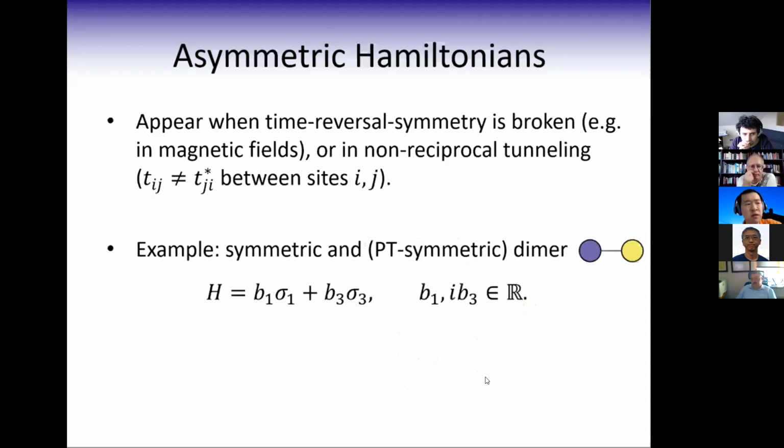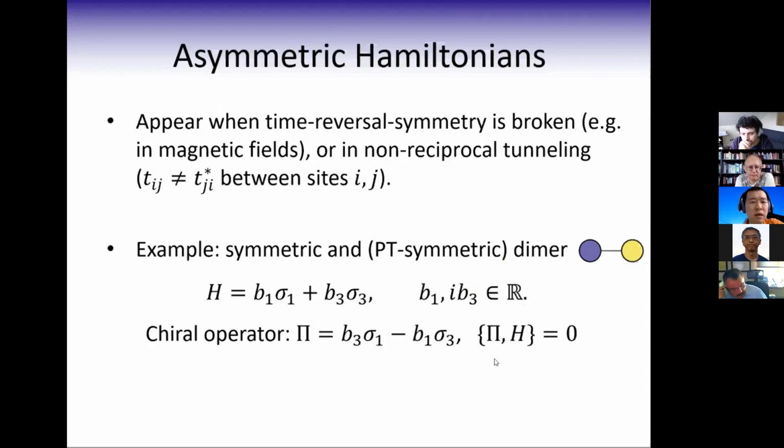The other thing I want to mention is, like I said, if the system becomes symmetric, then whatever chiral symmetry you have in your system also becomes a pseudo-chiral symmetry. So now let's take a look at a slightly different dimer. Now the coupling between the two waveguides or optical cavities is symmetric, and it's also PT symmetric if we require B1 and B3 to satisfy this condition: B1 is real and B3 is imaginary. Now if we look again at the operators, they're the same as before. Again, I missed a minus sign over here for the pseudo-chiral operator.